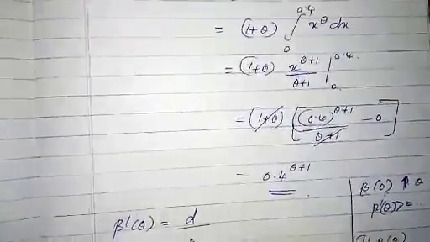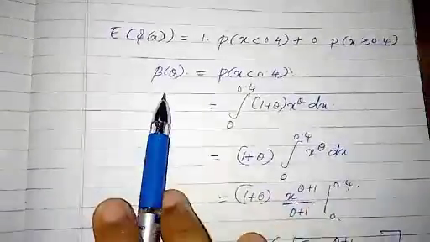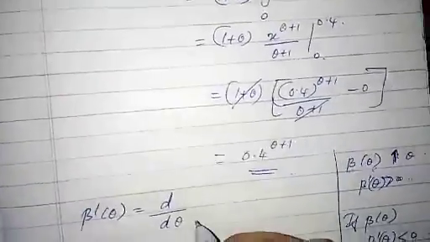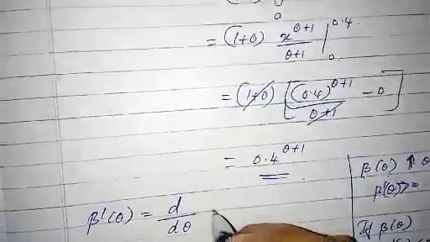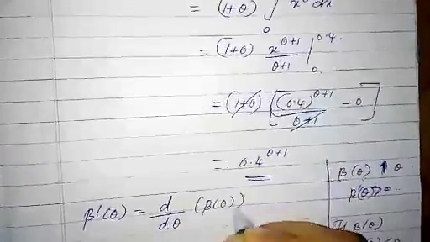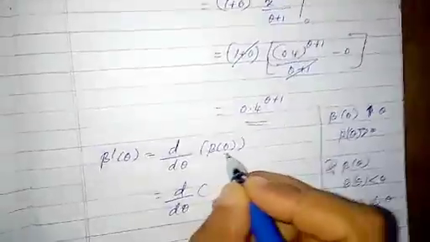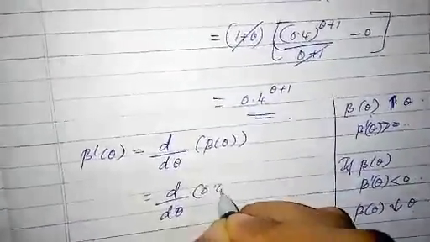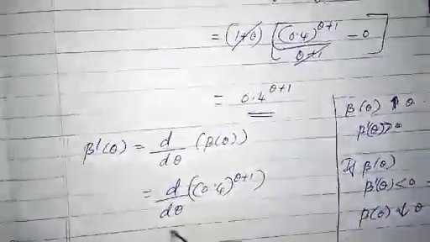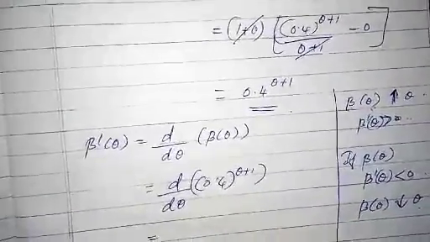We have to differentiate beta of theta, that is d by d theta of beta of theta, which is equal to d by d theta of, what's the value for beta of theta? 0.4 power theta plus 1, right?